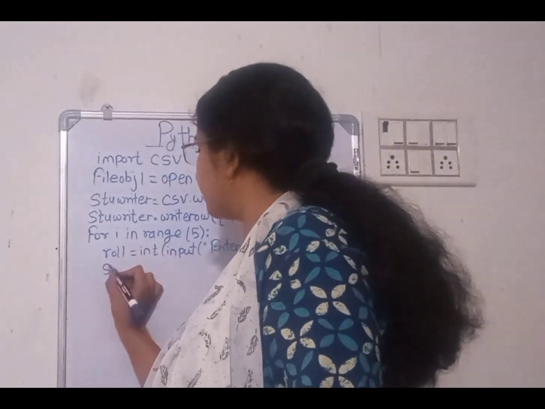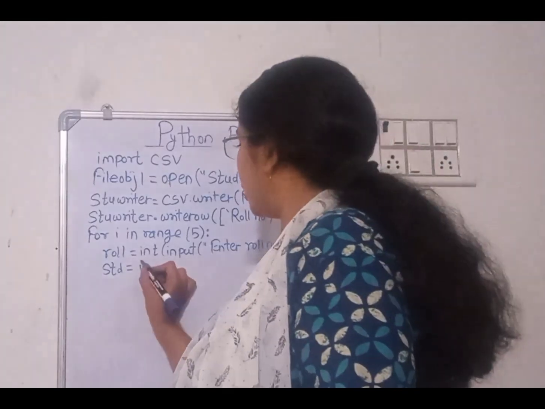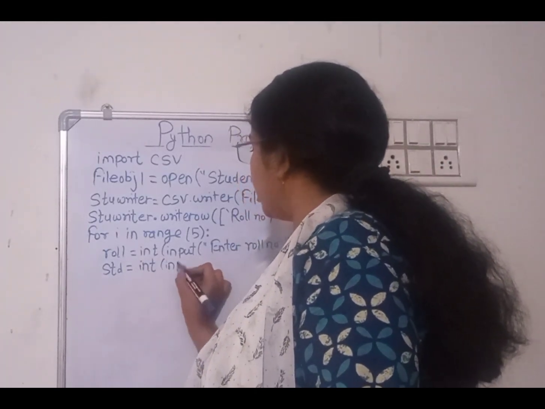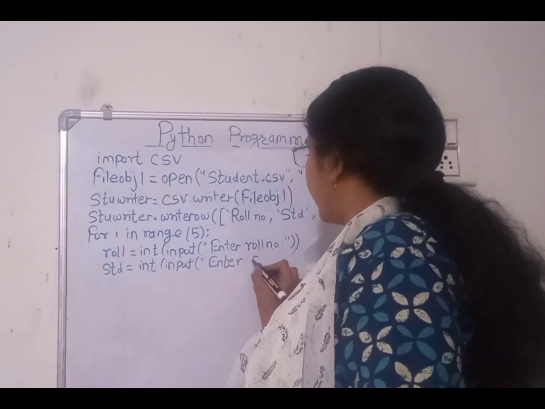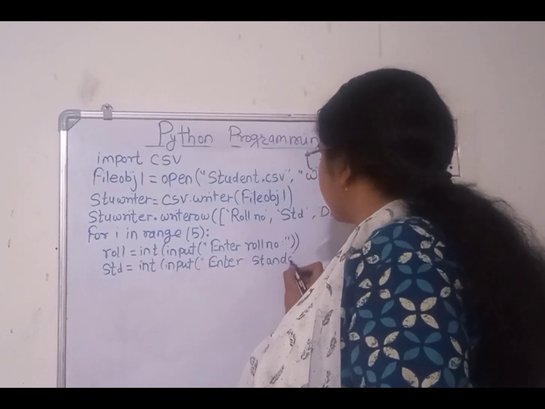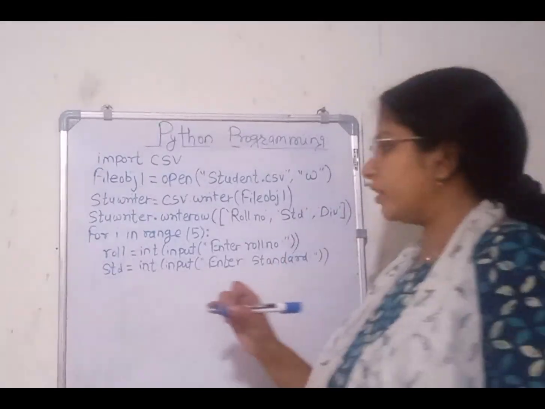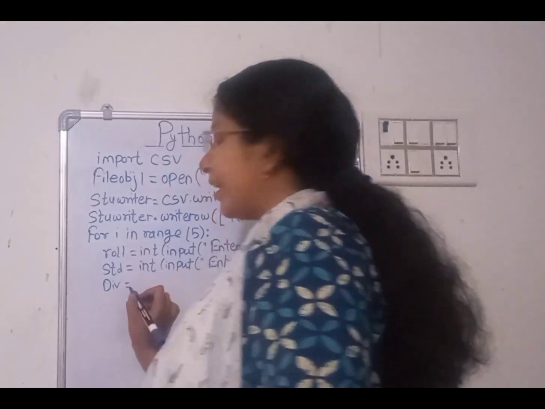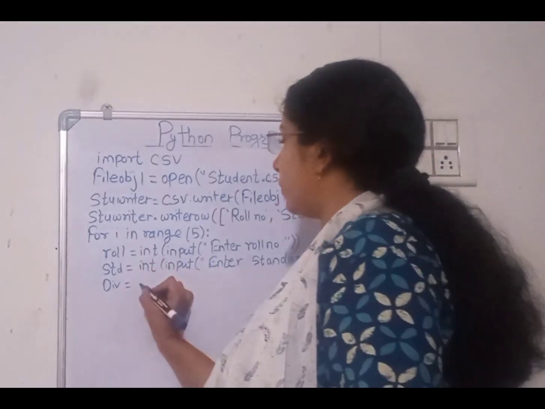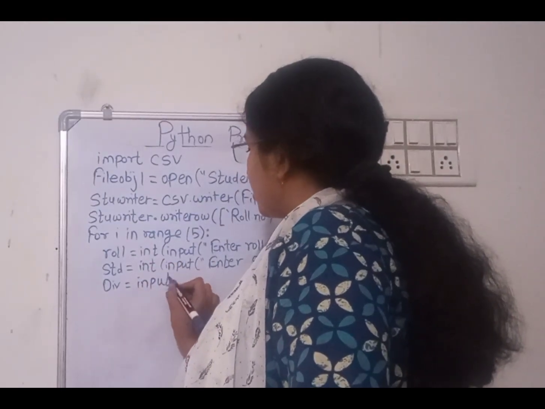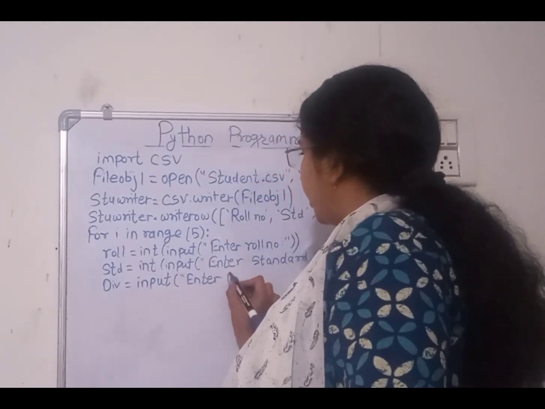Then standard. Standard will also be in the integer format. So integer input, enter standard. Okay, and then third will be division. Now division will be in character format, so you need to take it as a string. So you don't need to mention the integer, just input, enter division.